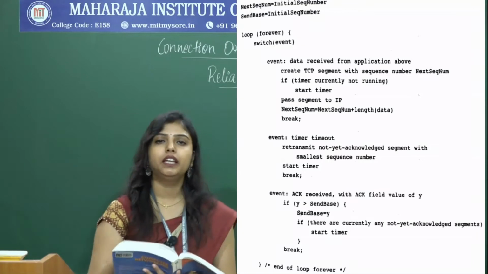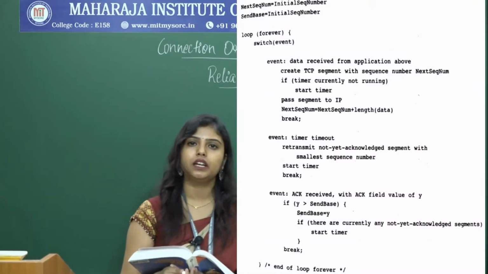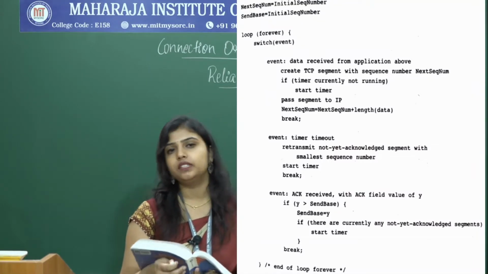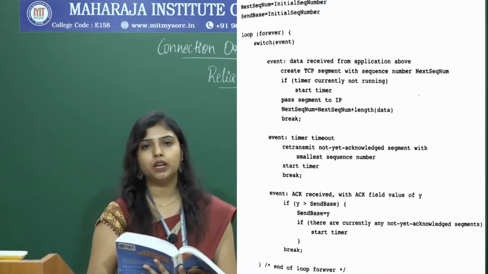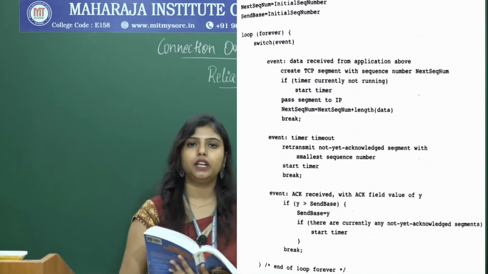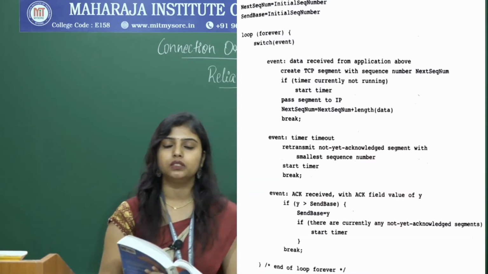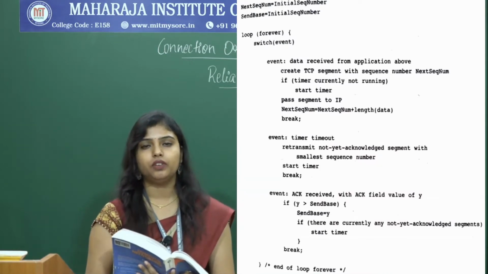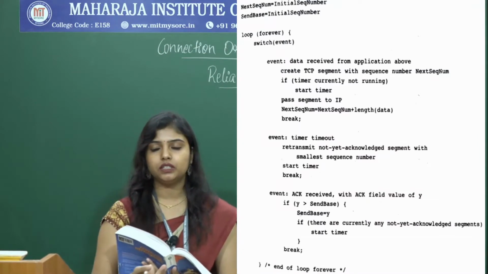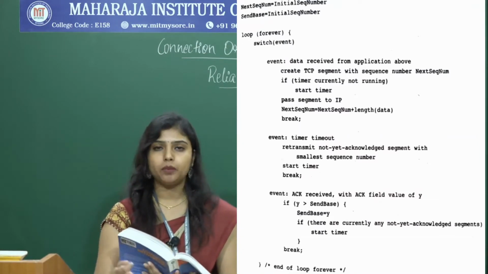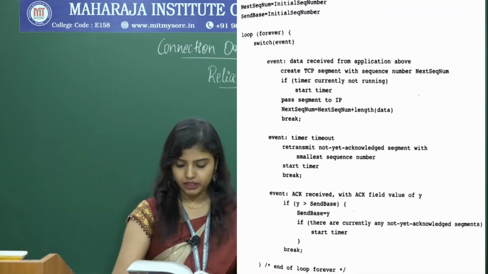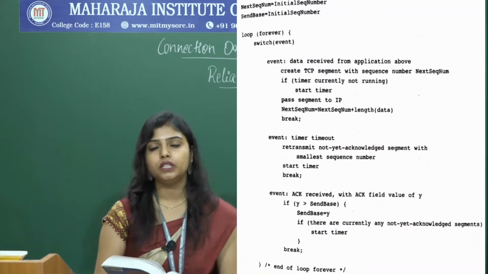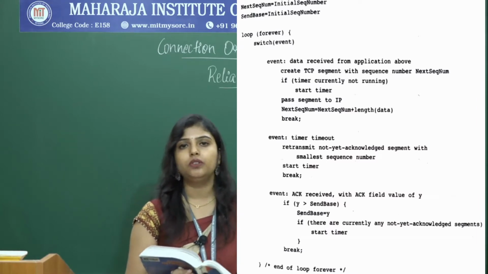Here they are considering three events. The first event is what happens when TCP receives the data from the upper layer. The second event is when the timeout occurs while it is waiting for the acknowledgement and does not receive it, what action has to be taken. And the third event is when it receives the positive acknowledgement. So, we will see what happens.